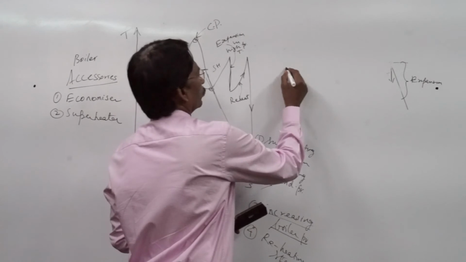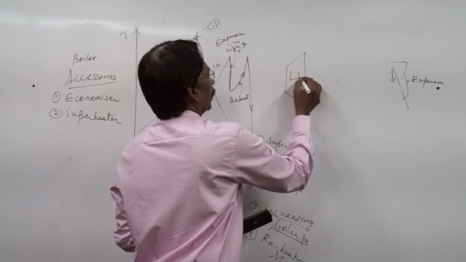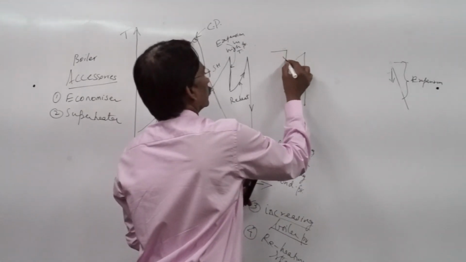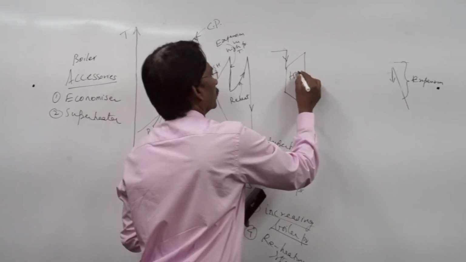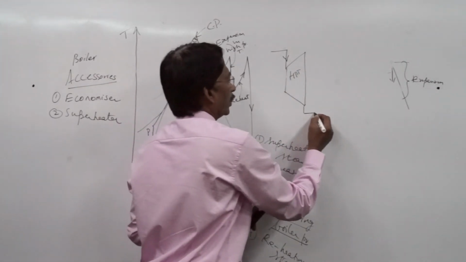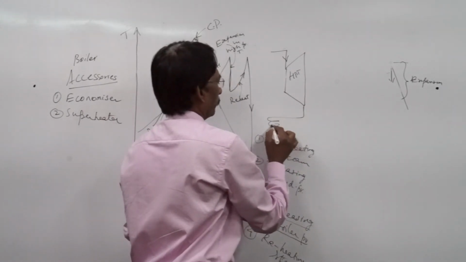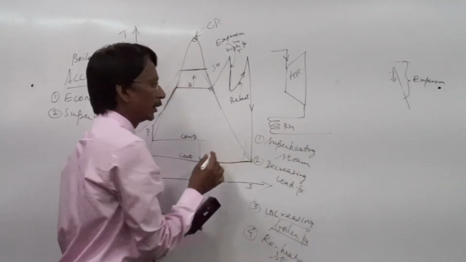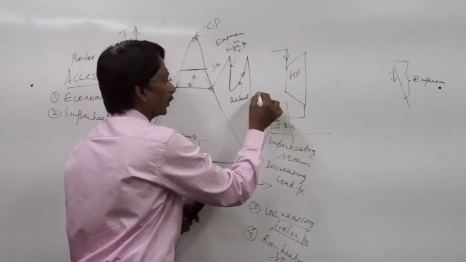You have steam coming out of the high pressure turbine. Let us say this is the steam inlet to the high pressure turbine, and after expansion in the high pressure turbine, I take it to a reheater. This is a reheater, and the reheater is placed in the path of the flue gases again.